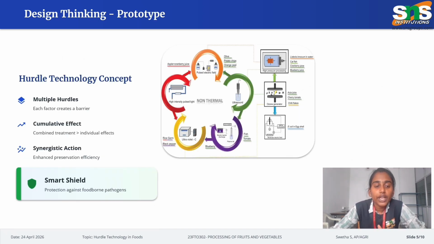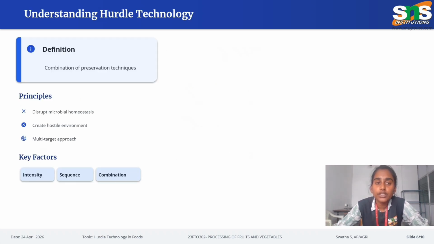In prototype, the prototypes we can implement in hurdle technology are multiple hurdles, cumulative hurdles, and synergistic action. For multiple hurdles, for example, pH and temperature or pH and humidity, it depends upon the environmental factors. In cumulative effects, the combined treatment is greater than the individual effect. Synergistic action gives enhanced preservation efficiency. Overall, it gives a smart shield to our food products.